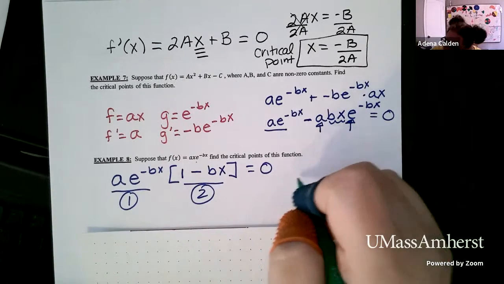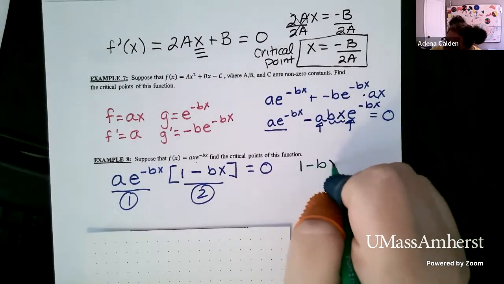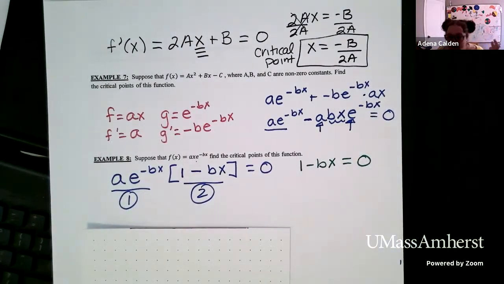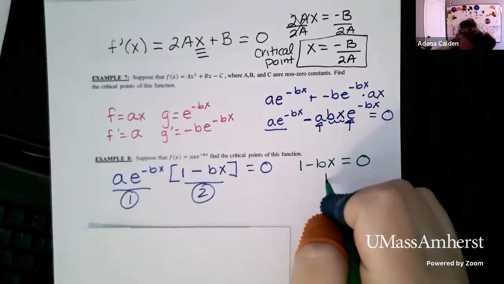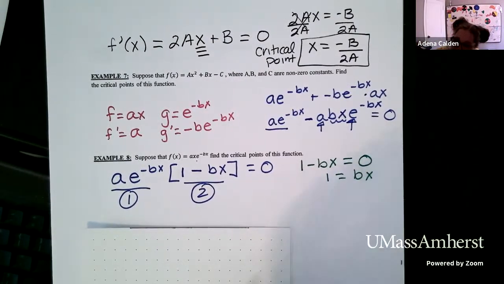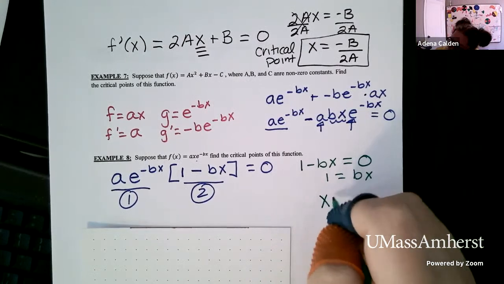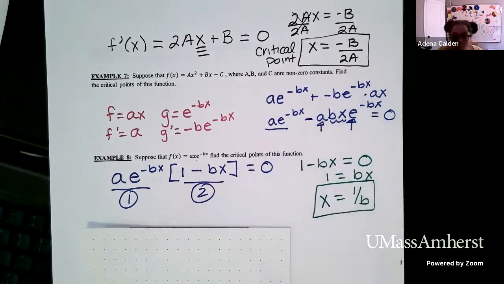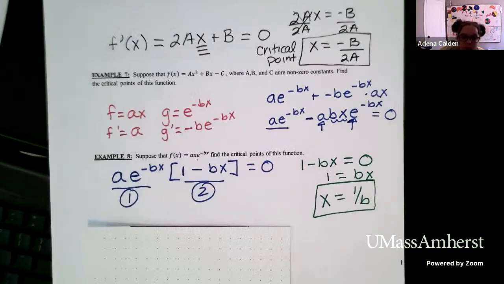The second factor, I have 1 minus bx equals 0. Again, I'm trying to solve for x. So I can have 1 equals bx by bringing this term over, and then I divide, and I get x equals 1 over b. So that means that the critical point for this generalized function is 1 over b.